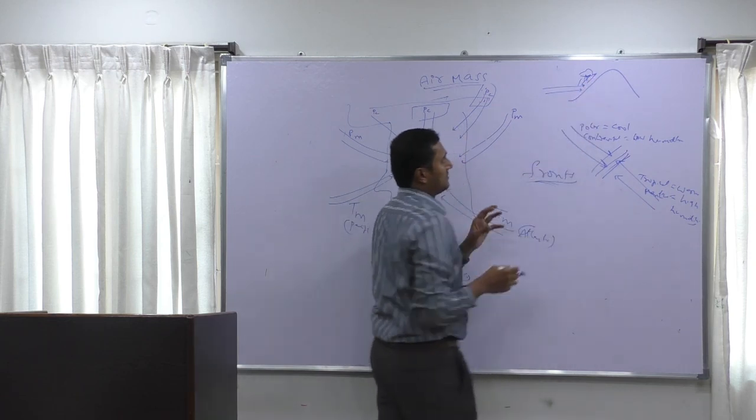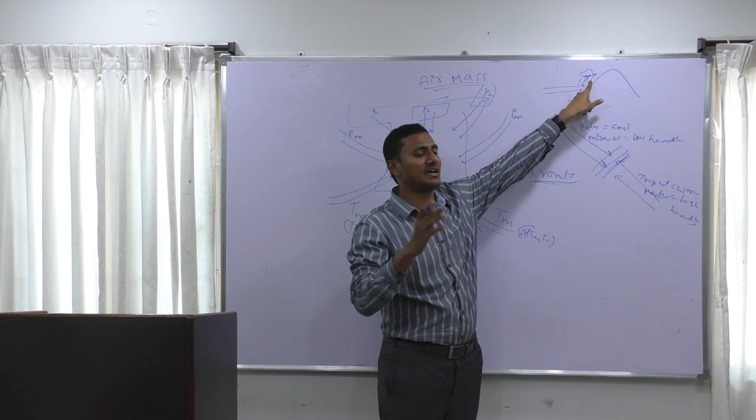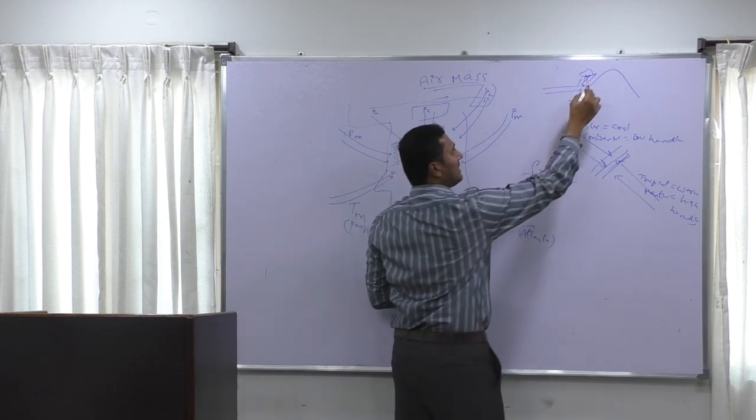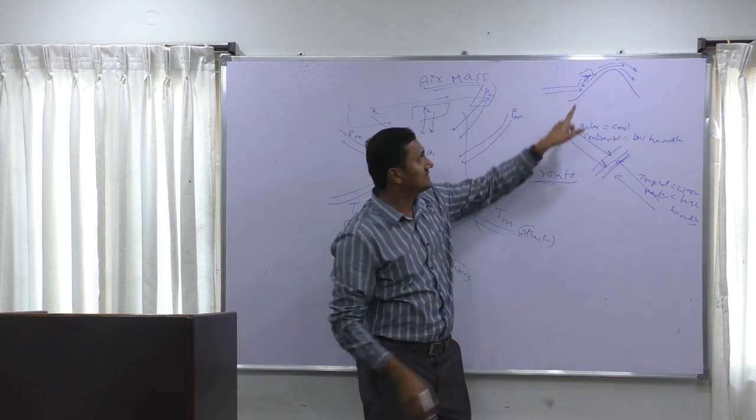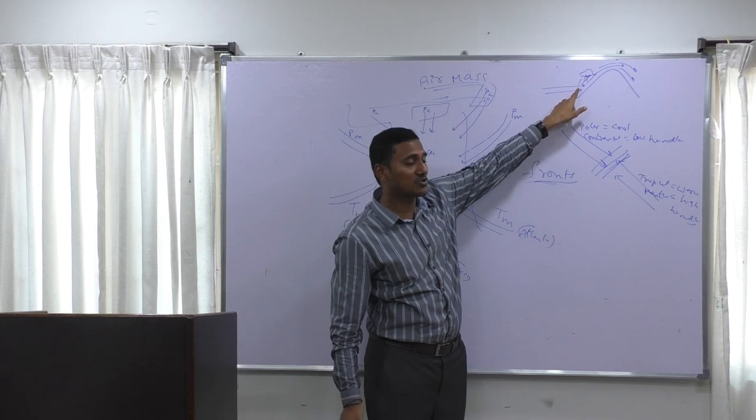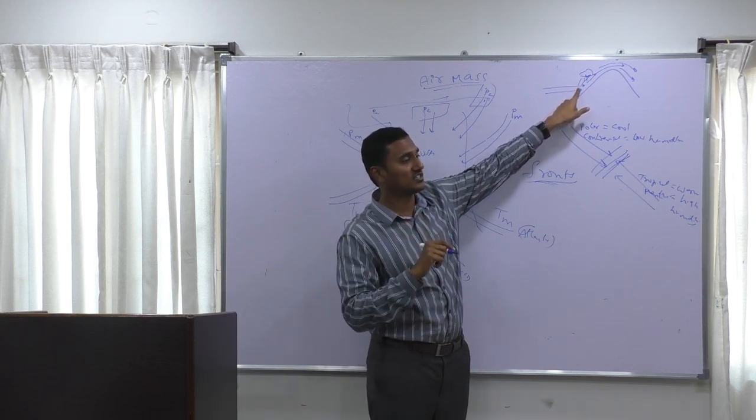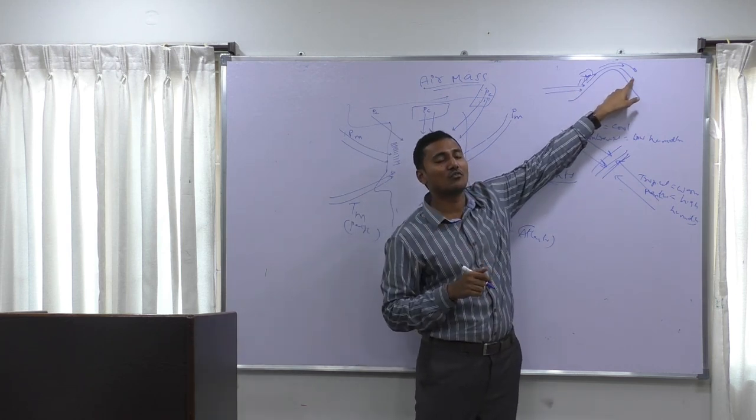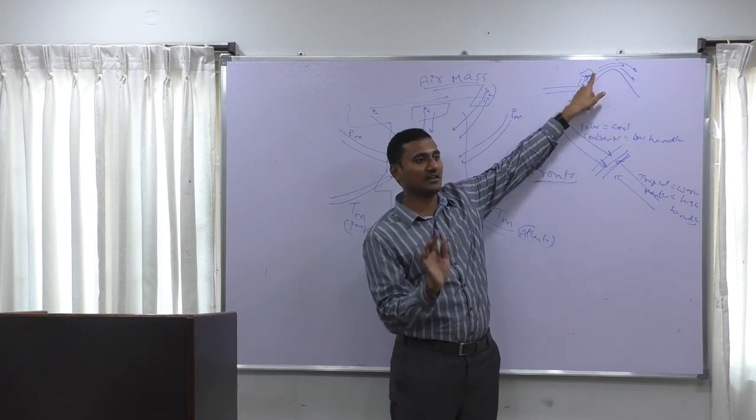But see, clouds means what? In that air, whatever water vapor is there will become cloud. The air will go like this, and the air will come like this. But see, here the air has a lot of water vapor, high humidity. It's moist air. But this is dry air, no water vapor. Why? What happened to the water vapor? It became clouds, and rainfall happened.